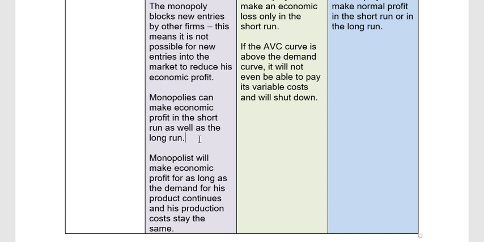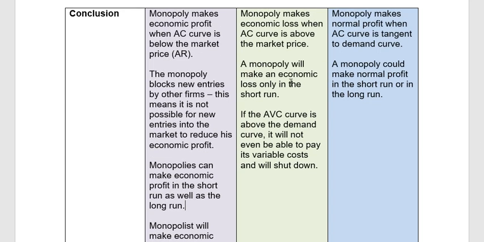So it is possible for him to make an economic profit always because he has market power, because there are barriers to entry. Nobody can enter his industry. He will make a profit as long as his demand is there, people keep buying his product, and his costs don't increase too much. If we look at the conclusion for the economic loss, we said that a monopoly will make an economic loss if his average cost is more than his average revenue. So at the profit maximization point, his average cost is above the average revenue graph.